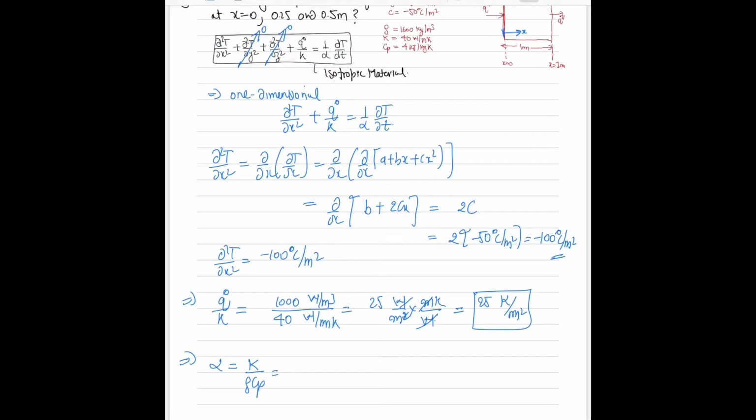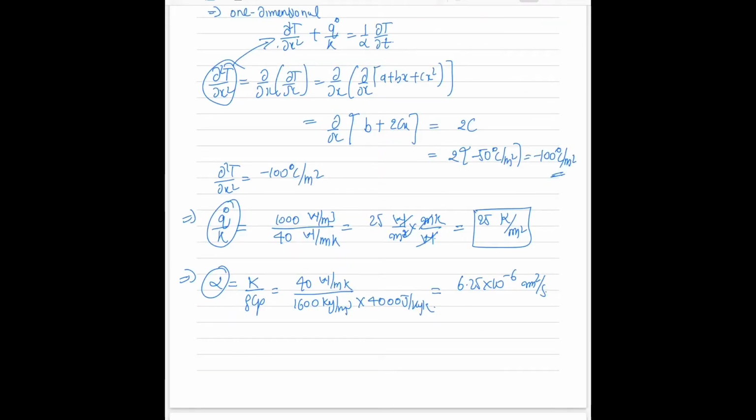Now the other term, alpha, known as thermal diffusivity, is K by rho Cp, and here our K is 40 watts per meter per Kelvin, rho is 1600 kg per meter cube, and our Cp is 4000 joule per kg per Kelvin. If we calculate this, it will reduce to 6.25 into 10 raised to power minus 6 meter square per second.